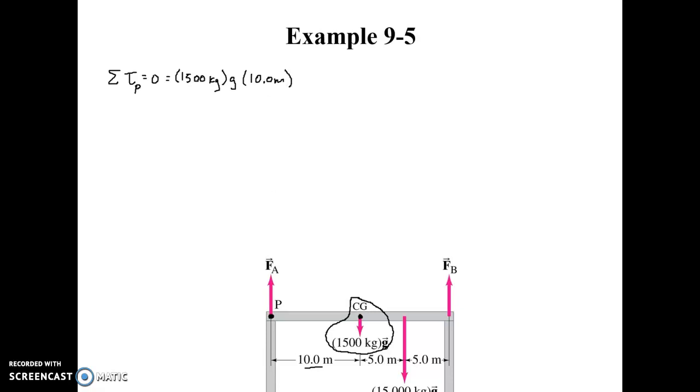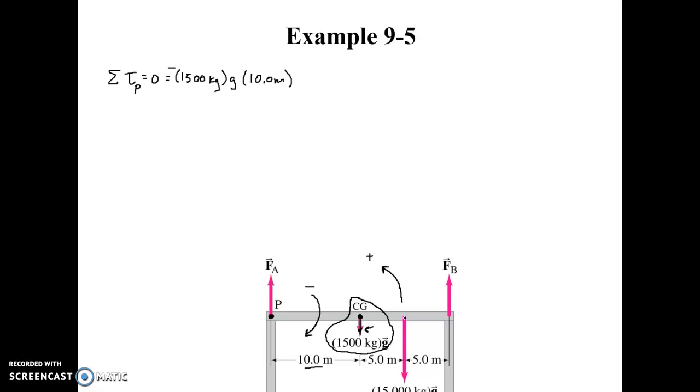Now, the sign convention, at least used in our statics textbook, is that clockwise rotation, clockwise moments, are considered to be negative, whereas a counterclockwise rotation or torque is positive. So the self-weight here, this force is acting down, which is going to try to move this beam in a clockwise direction, which we will consider to be negative. So we'll call that negative 1,500 kilograms times g times 10 meters. That's the torque caused by this force right here.